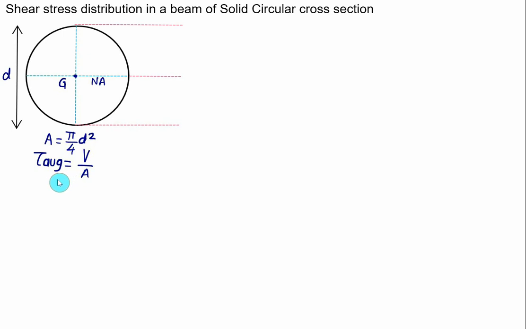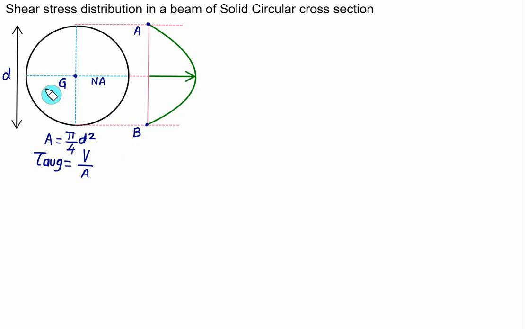Again, the distribution is parabolic in the case of all the sections. On the top fiber here, the shear stress will be equal to 0 because if we consider the top fiber, above that there is no area, and at the bottom fiber also there is no area below this. So the shear stress at point A and point B will be equal to 0.